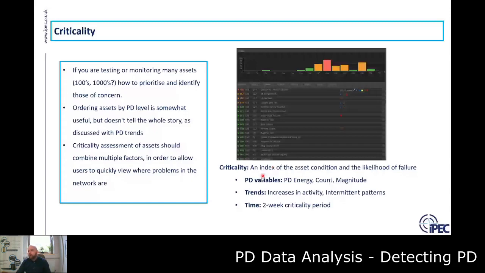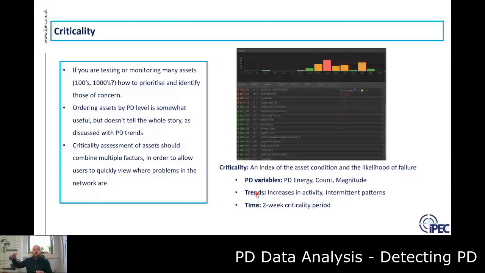It takes into account all the different variables I just mentioned in the trending. So the energy of the PD, the count of the PD, the level or the magnitude of the PD. Importantly, it also takes into account the trends of activity. One thing about PD, when it comes to permanent monitoring or even spot testing, is that trends of PD activity are very critical and very important. With online PD, we don't know where the PD activity is. The very nature of online PD means it's an uncalibrated measurement.